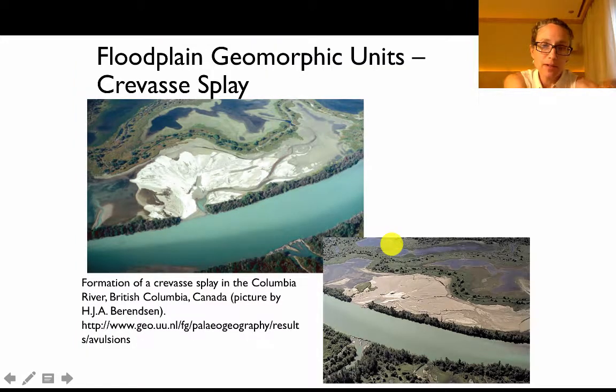Great aerial view of a crevasse splay on the Columbia River up in British Columbia, Canada. So it looks almost like an alluvial fan. So the flow bursts through the levee and then spreads out across the floodplain, creating a big fan-shaped deposit.